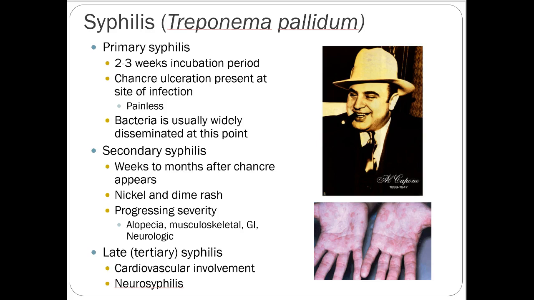Secondary syphilis can happen weeks to months after that initial chancre appears. It's a nickel and dime type rash like you might see on this person's hand here. Progressing severity causes alopecia, musculoskeletal arthritic-like pain, GI, and neurologic symptoms as well. Late is tertiary syphilis, which is usually either neurosyphilis, which is full neurologic involvement, or cardiovascular involvement. Very hard to treat, but the treatment's actually pretty much the same no matter where you are.